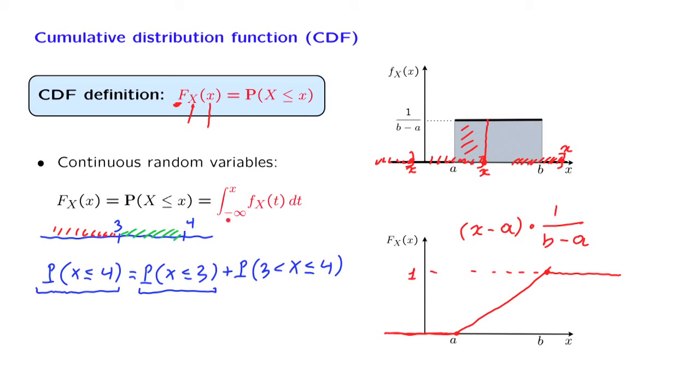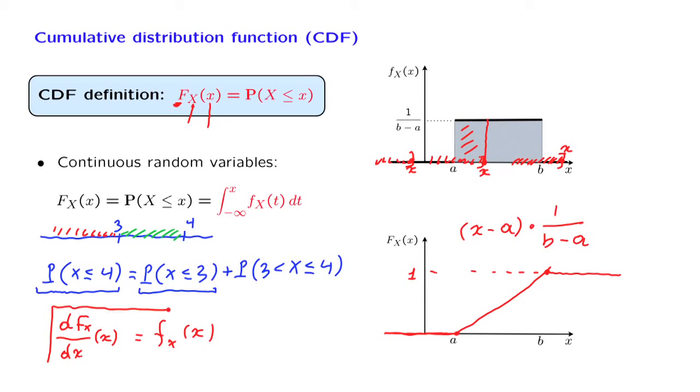Let's look at this relation here and let's take derivatives of both sides. On the left, we obtain the derivative of the CDF, and let's evaluate it at a particular point x. What do we get on the right? By basic calculus results, the derivative of an integral with respect to the upper limit of the integration is just the integrand itself, so it is the density itself.